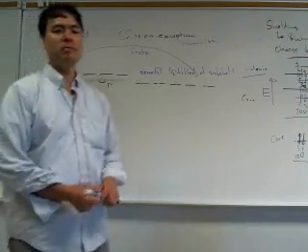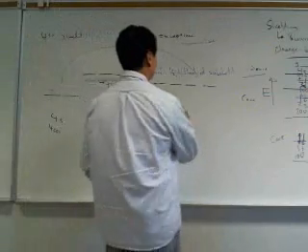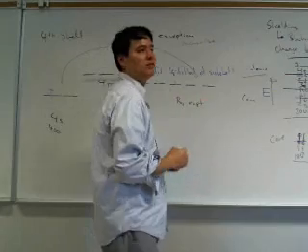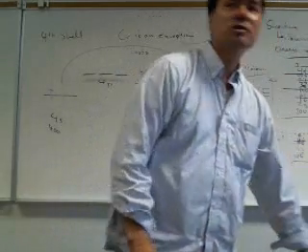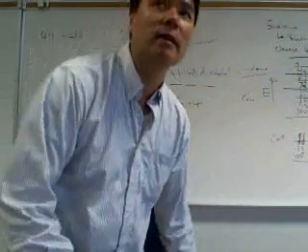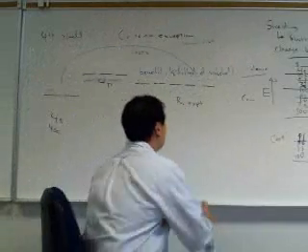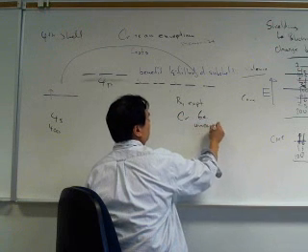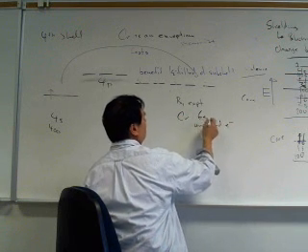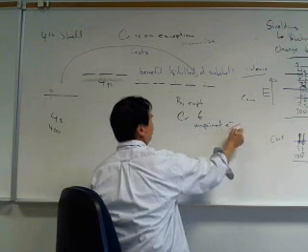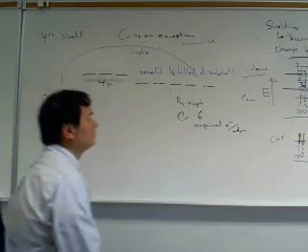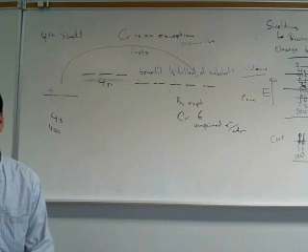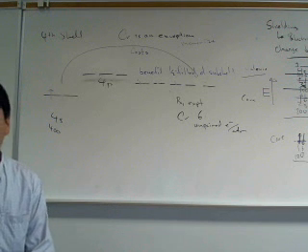In chromium, it's been measured by experiment. They have something called a Gouy balance, where they measure the interaction between the atom and an external magnetic field. By experiment, chromium has 6 unpaired electrons per atom. And so this is by experiment.